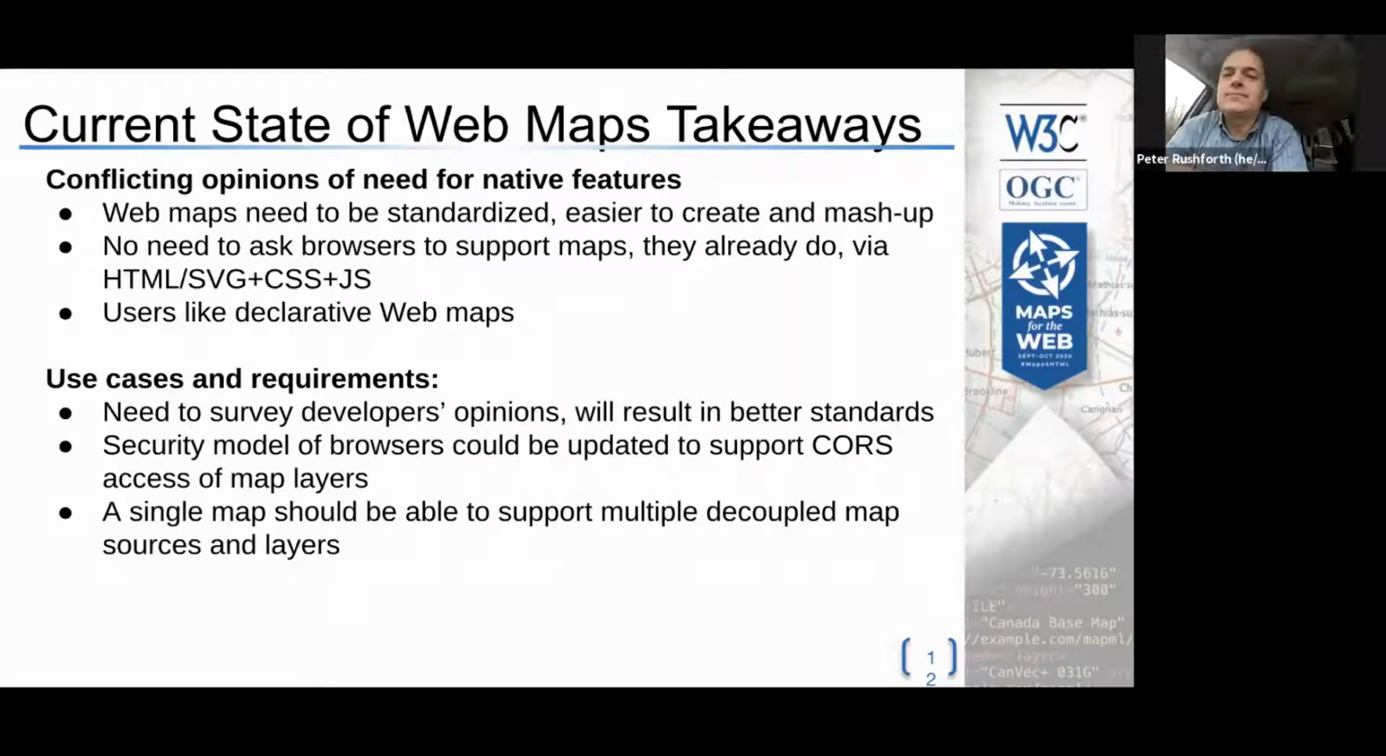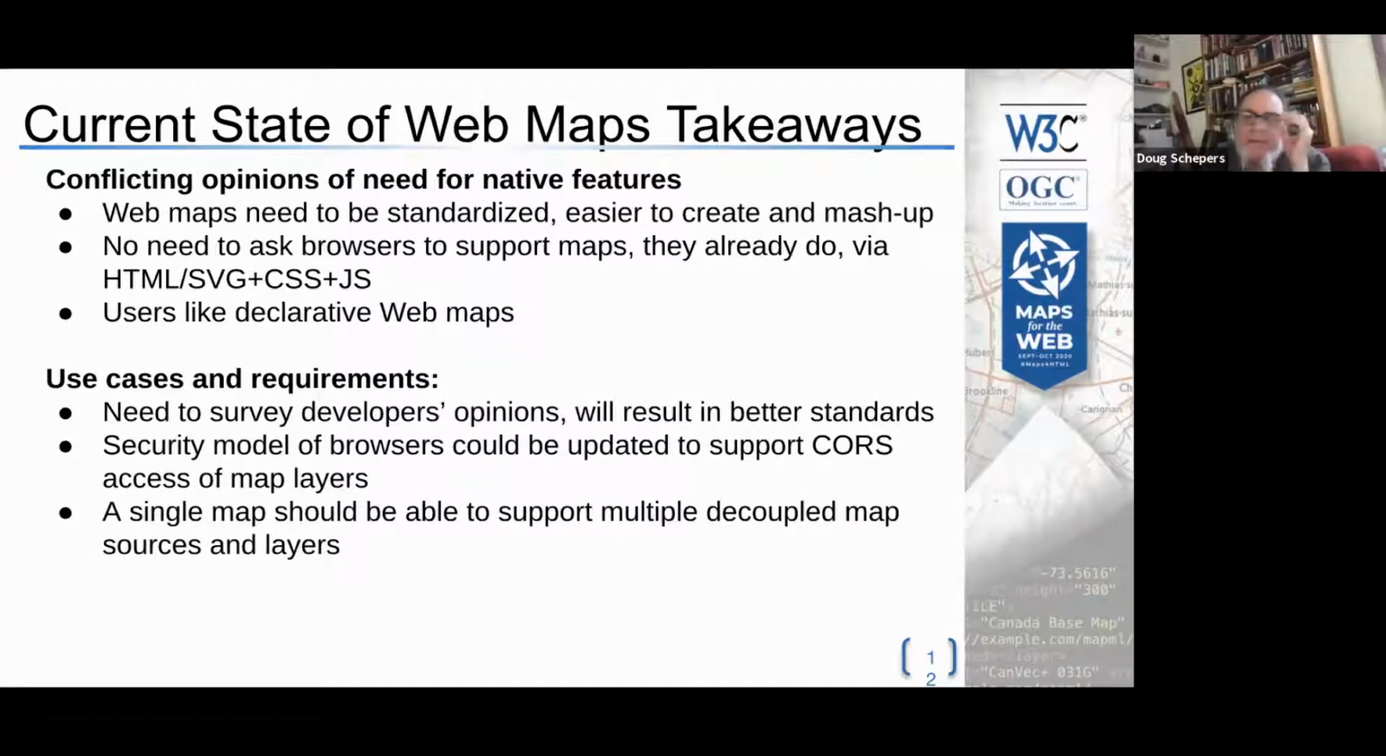Next slide. Yeah, just to clarify, that means that you should be able to have a map that has a base map from, for example, one map server, and then maybe layers or features or other things on the map from other map servers. So, sort of a decentralized model of serving up maps. Good clarification.